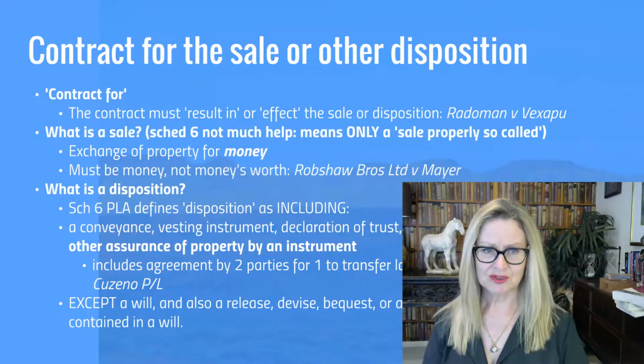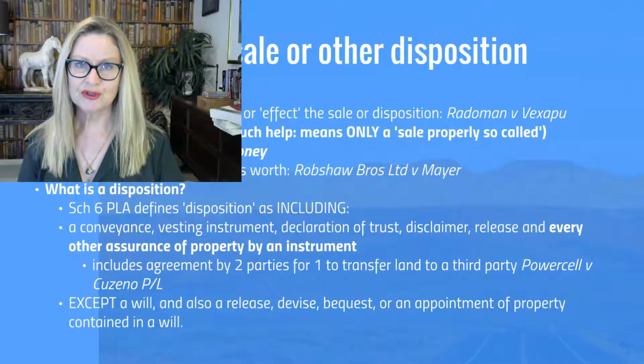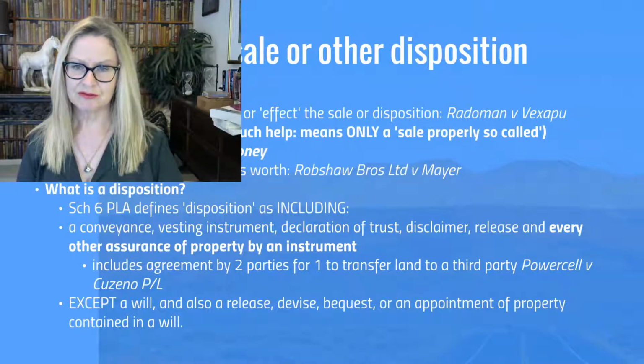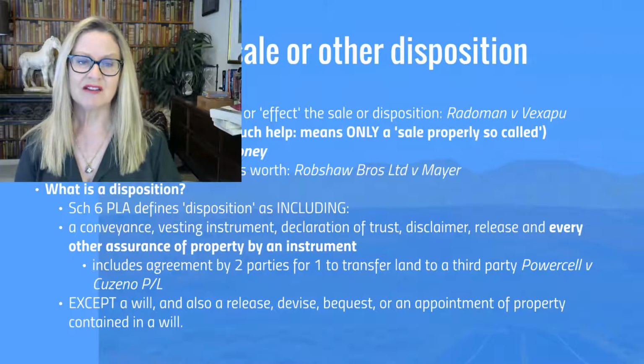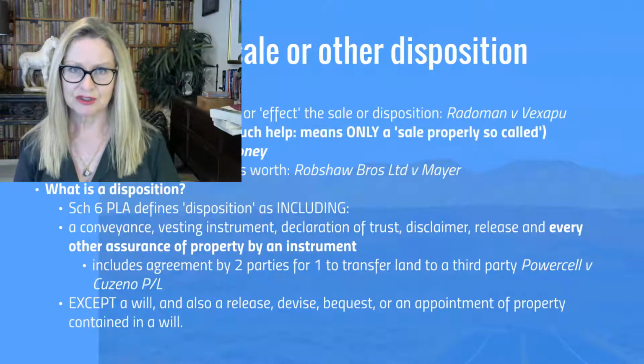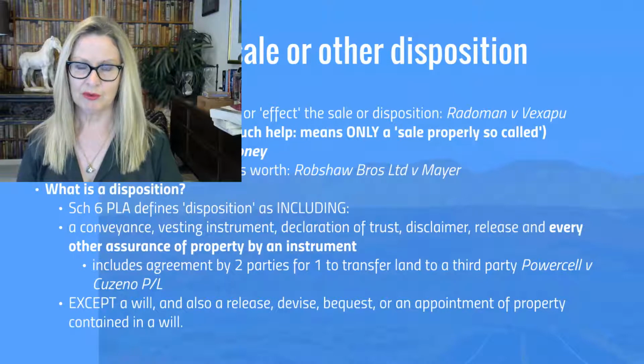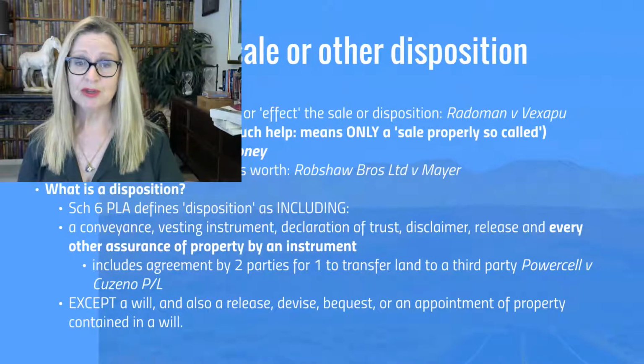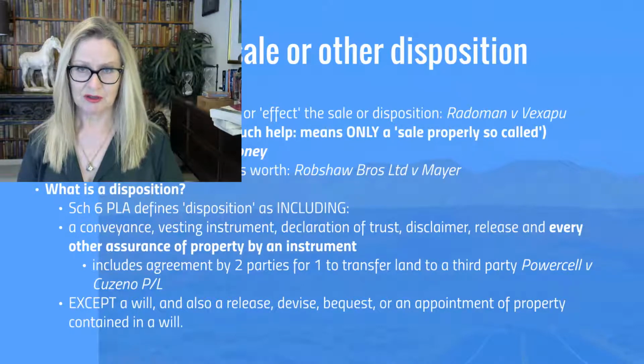If you have a little look at Schedule 6, it's inclusive drafting here, including a conveyance, vesting instrument, declaration of trust, disclaimer, release, and every other assurance of property by an instrument. Okay, very, very broad. And as you can see there, power, sale, and casino. It includes such things as an agreement by two parties for one of them to transfer their interest to a third party. So it sweeps in a lot of extra transactions, the word disposition.